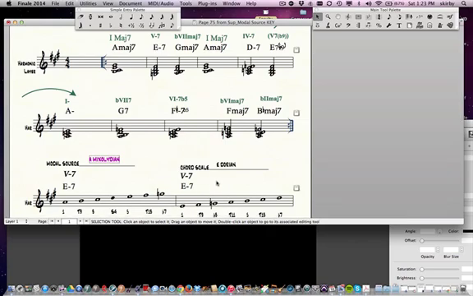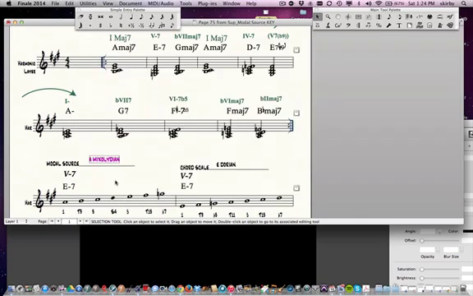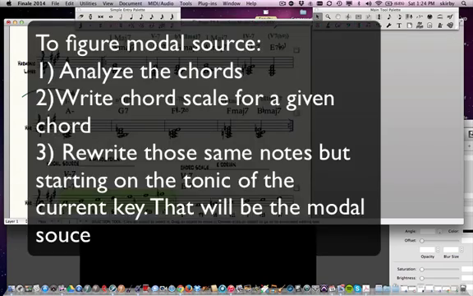The chord scale, E Dorian, for this 5 minor 7 chord is coming from A Mixolydian, not one of the other scales that has a 5 minor chord in it, like Dorian or Aeolian. Okay, so again, the process is: analyze the piece of music, figure out what the chord scale for a given chord is, write that chord scale, rewrite that chord scale starting on the root of the key that you're in, and figure out what that new scale is. That will be the modal source.